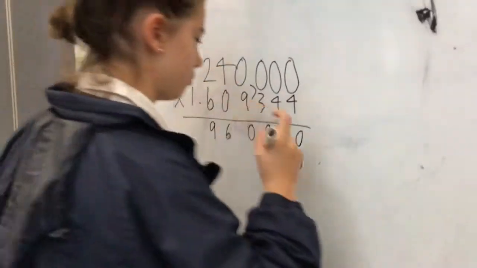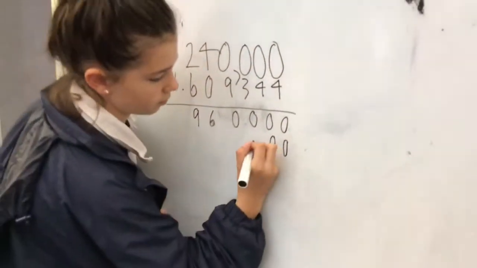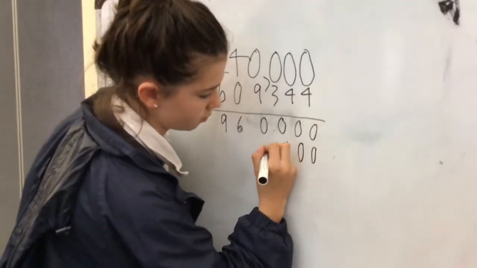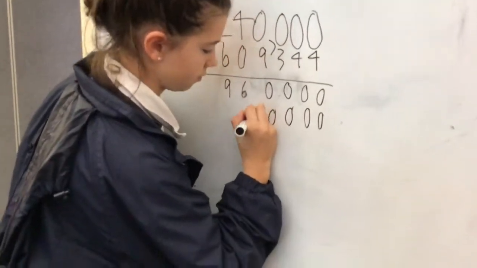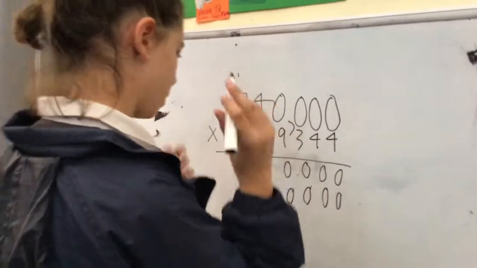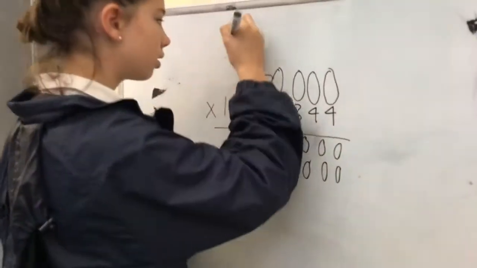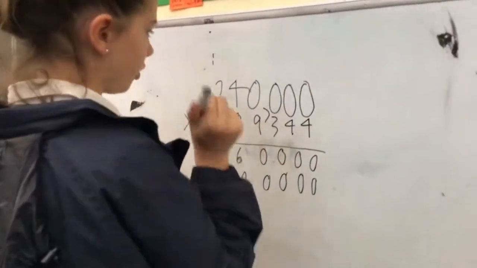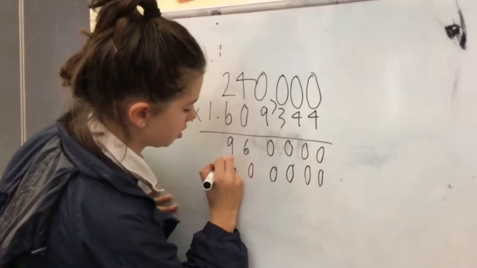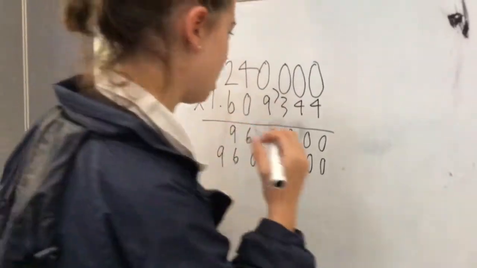4 times 0 is 0, and so on for the zeros. 4 times 4 is 16, put the 6 down there and the 1 up the top. 4 times 2 is 8, plus 1 is 9. And then you add 2 zeros.